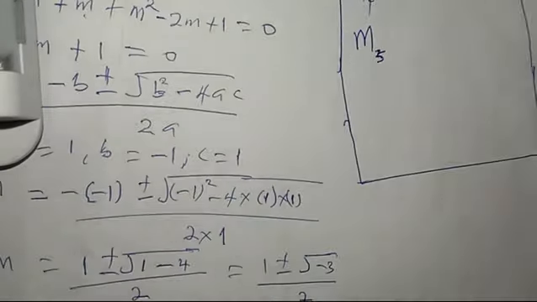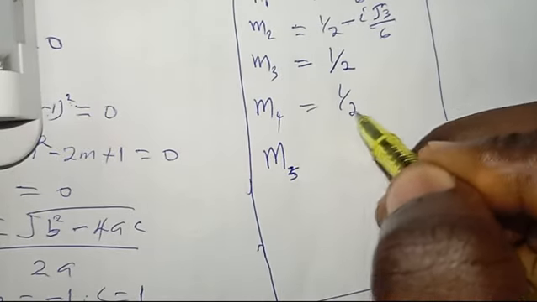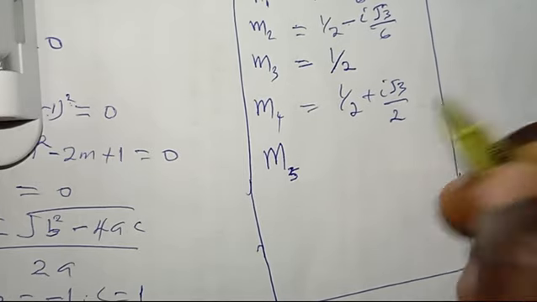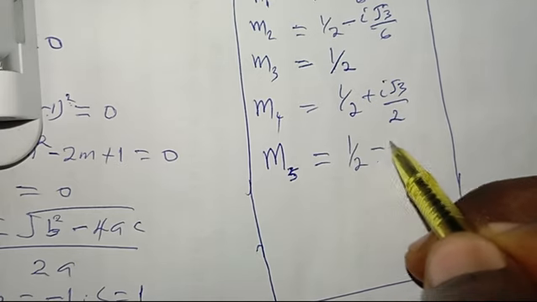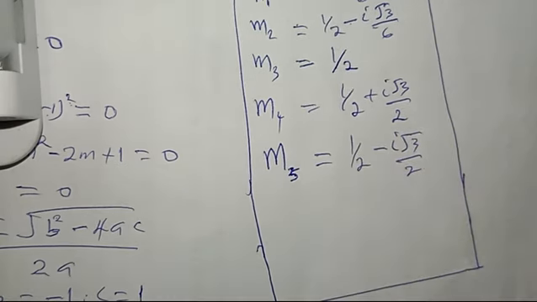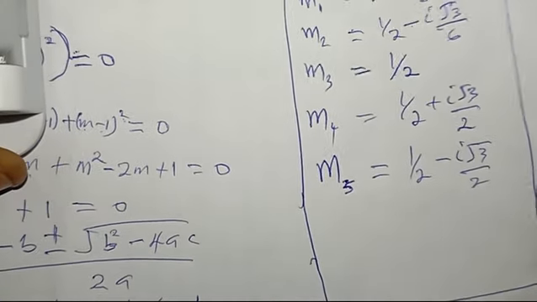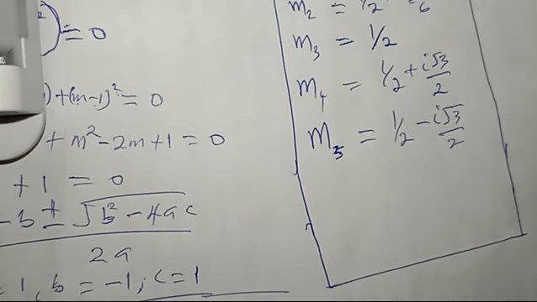So let me just put it right here. So we have 1 over 2 plus i root 3 divided by 2. And then this one, 1 over 2 minus i root 3 divided by 2. So these are the 5 values of m which we've gotten that satisfy the equation we are solving. So, and that is basically how you solve this kind of problem.